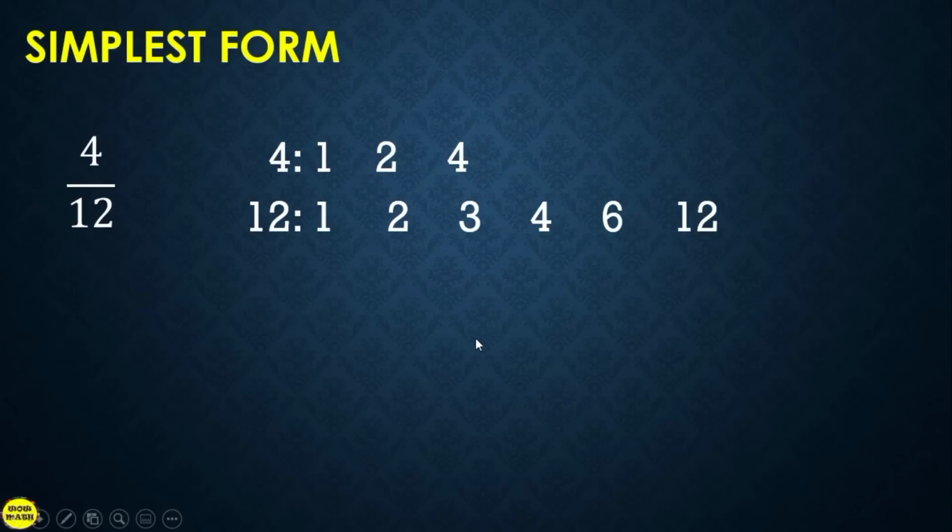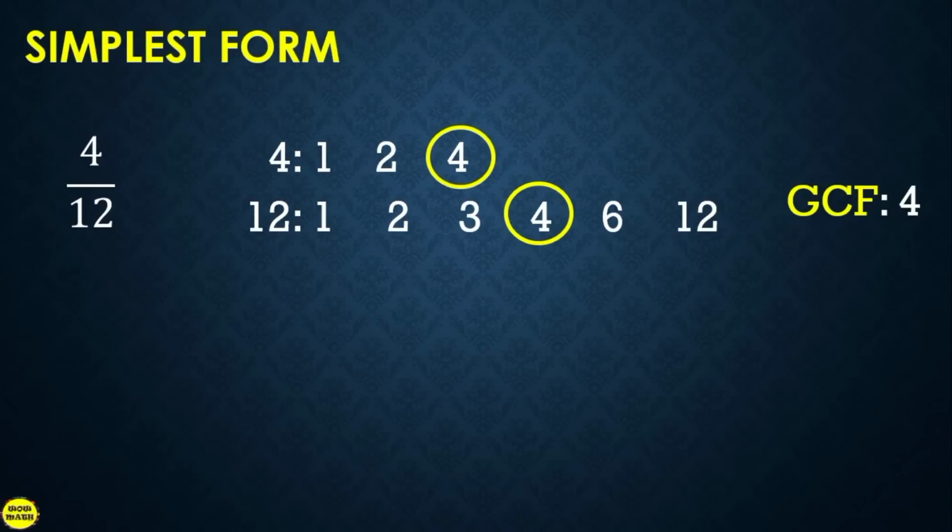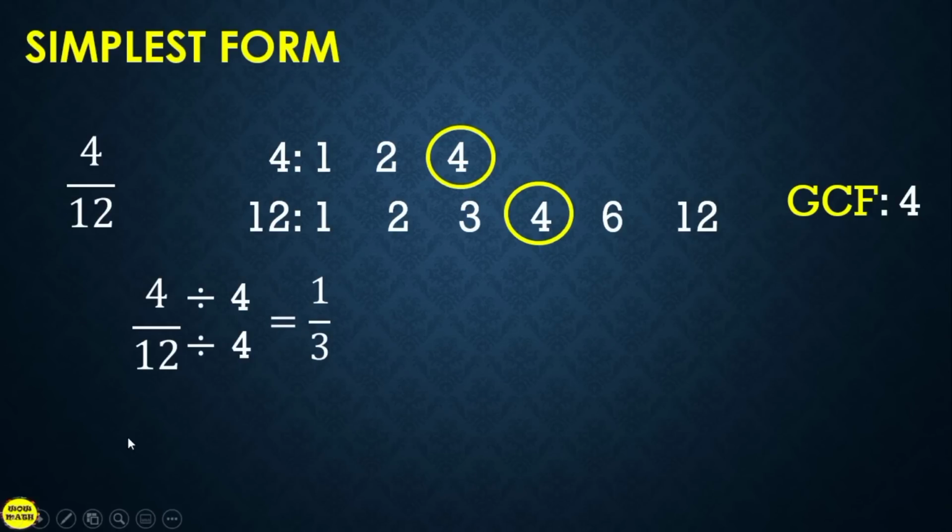Ngayon, sabi ko sa inyo, para makuha natin yung greatest common factor, by listing method, titingnan natin yung greatest common factor ng 4 saka 12. Makitang-kita naman na ang greatest common factor is 4. So, yung GCF natin dito ay 4. Yung GCF na yan ang gagamitin natin para i-divide sa numerator and denominator natin. Okay, so 4 divide 4, that is 1. And 12 divide 4, that is 3. Ibig sabihin, ang simplest form or yung lowest term ni 4/12 is 1/3.